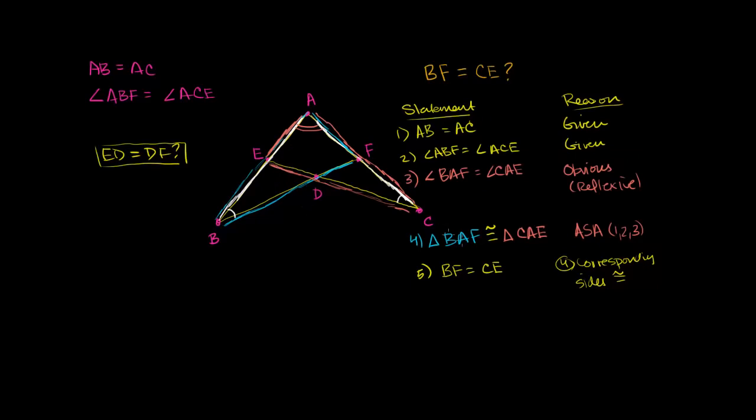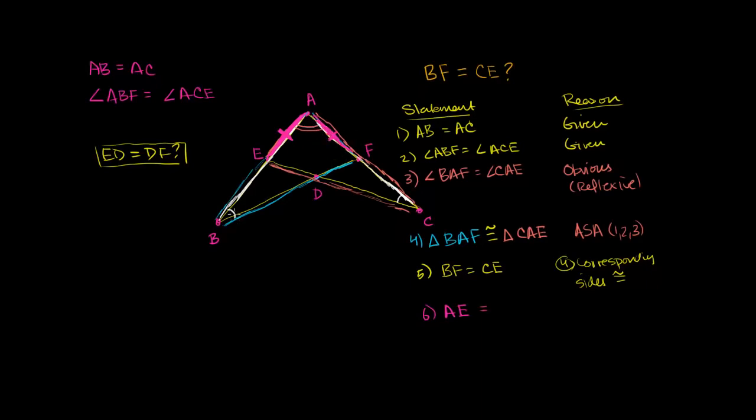We know that BAF is congruent to CAE. So we also know that this side right over here, let me do it in a color that I haven't used yet, from these two congruent triangles that side AE, which is part of CAE, is going to be equal to AF, that these two sides are congruent. And the reason why is because they're corresponding sides of congruent triangles.